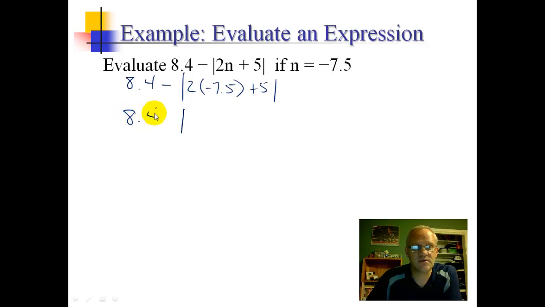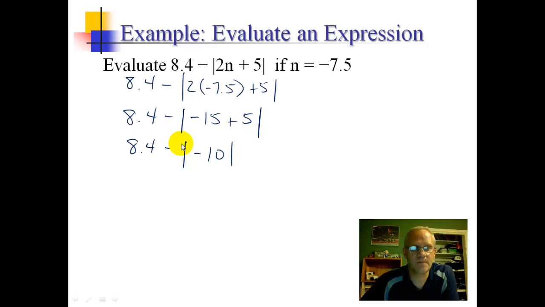So this stuff out here didn't change. We still have 8.4. And now we have 2 times the -7.5 will be -15. Now we do the addition inside the bars there. So that's going to give me the absolute value of -10. We still have the 8.4 and the subtraction out front here. Now we take the absolute value of -10, which would be +10. So I have 8.4 minus a +10.